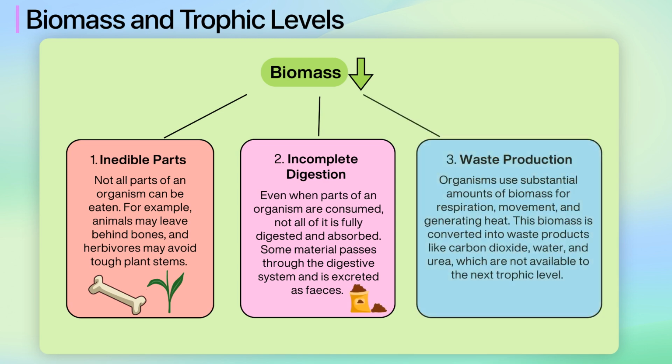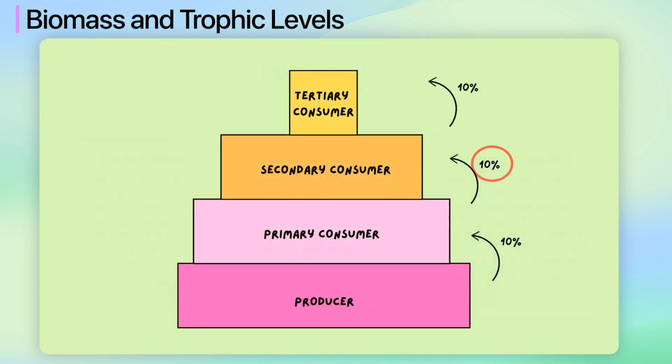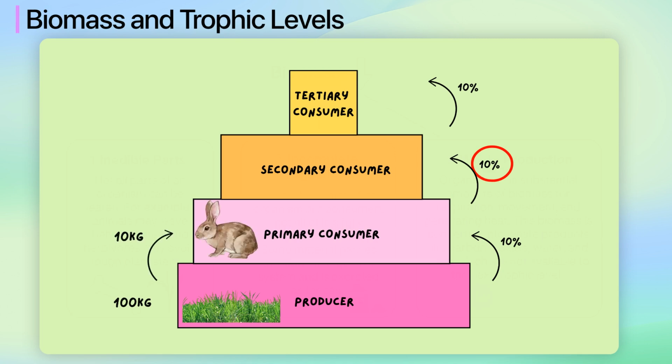Thirdly, waste production. Organisms use substantial amounts of biomass for respiration, movement, and generating heat. This biomass is converted into waste products like carbon dioxide, water, and urea, which are not available to the next trophic level. On average, only about 10% of the biomass from one trophic level is transferred to the next. For instance, if a field of grass contains 100 kilograms of biomass, approximately 10 kilograms might get transferred to the herbivores that consume the grass.